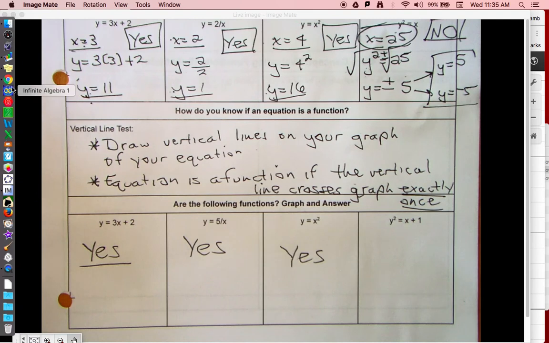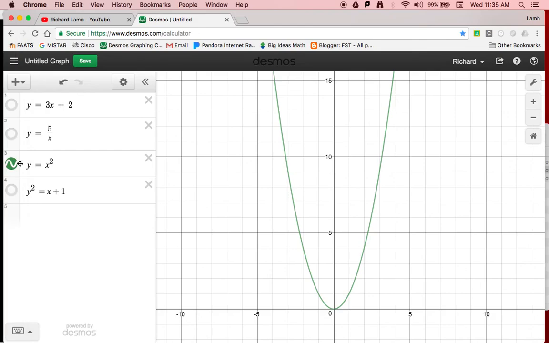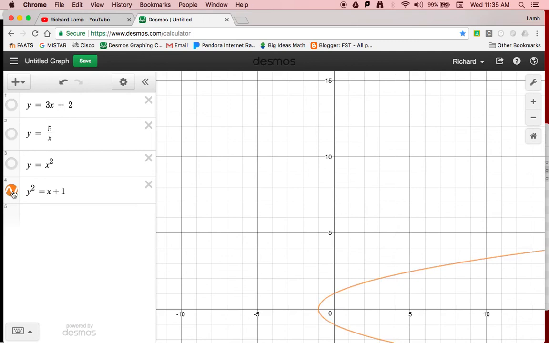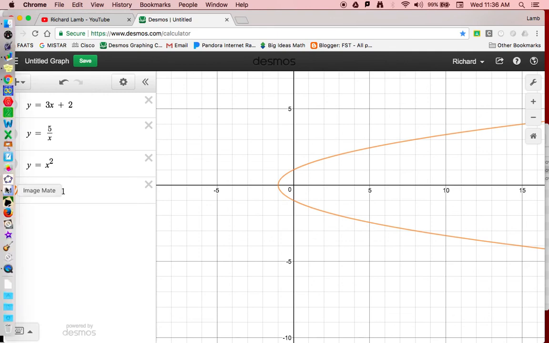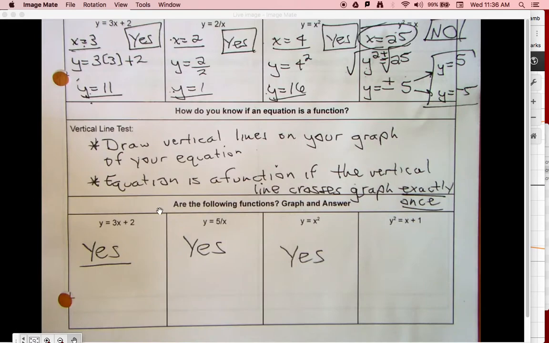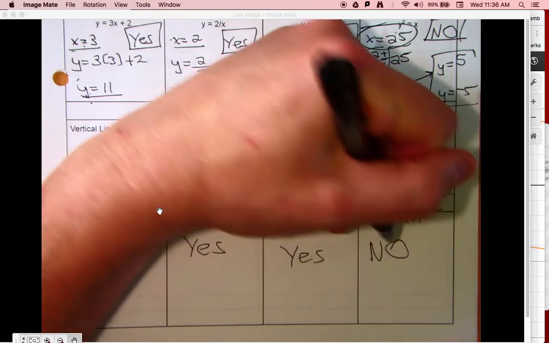What about this last one? Let's take a look at this last graph. Look at our vertical lines. If I draw a vertical line right here, hits once, hits twice. If I draw a vertical line here, hits once, hits twice. It hits more than once. Does not hit exactly once. Therefore, it is not a function.